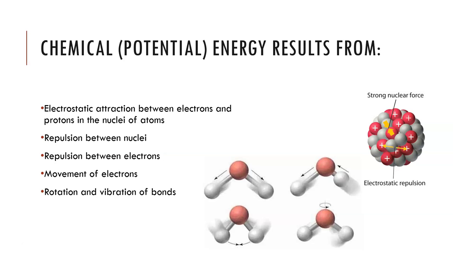Chemical potential energy results from a number of different things. This is the repulsion between protons in the nucleus, the repulsion between electrons in the same shells or in the electron cloud around the nucleus, the electrostatic attraction between the electrons and the protons, as well as the kinetic energy in the bonds themselves, bending and stretching. So while there are multiple ways that energy is expressed within a molecule or atom, all of these added together give us the chemical potential energy that we're referring to as the energy stored within a particular molecule.